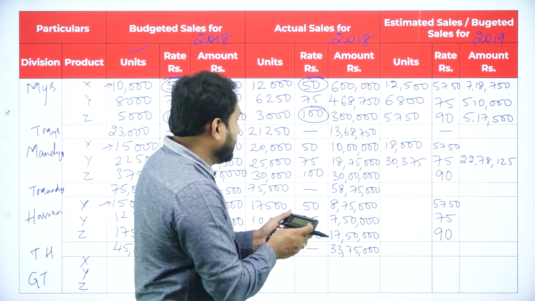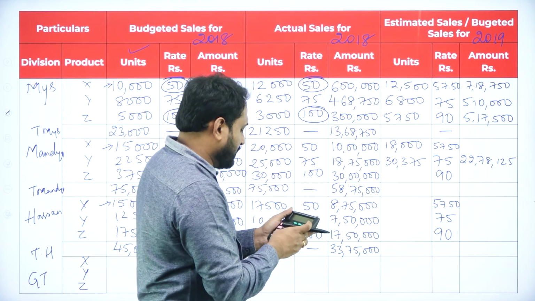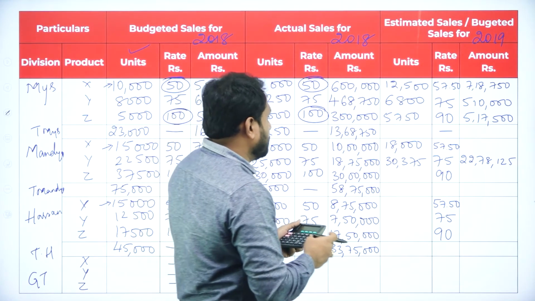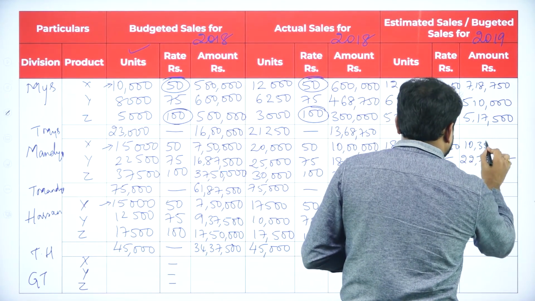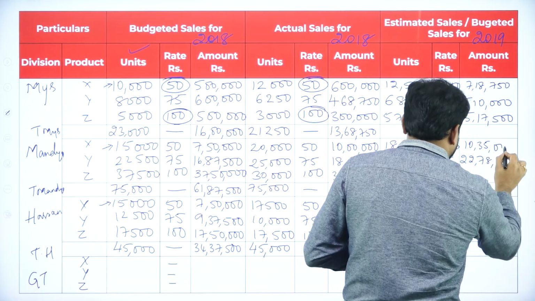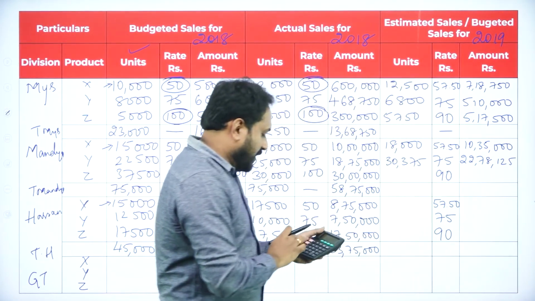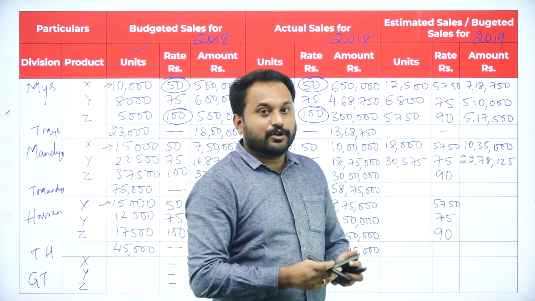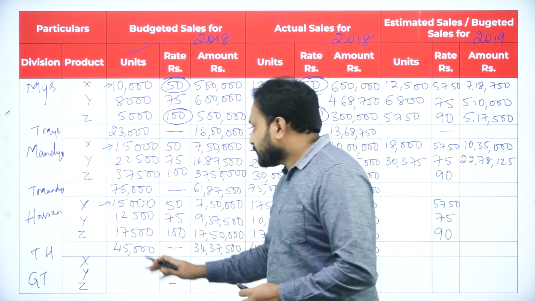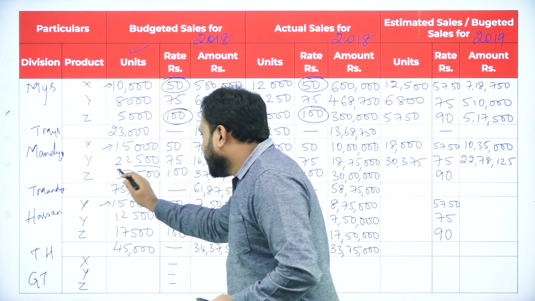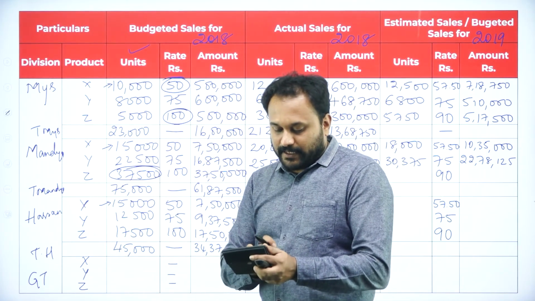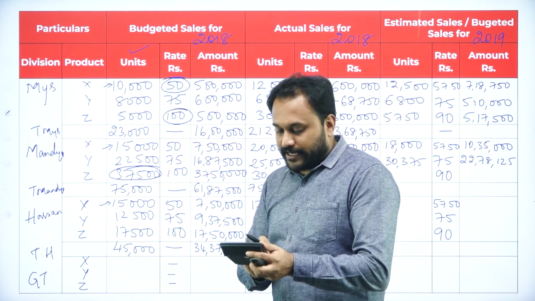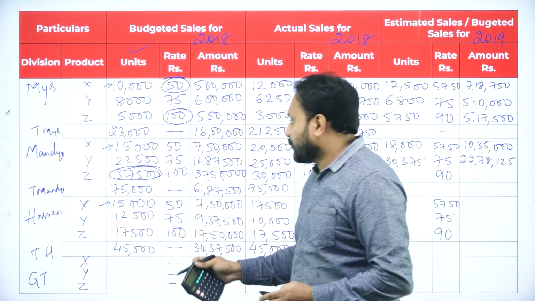18,000 we have into 57.5, that is 10 lakh 35,000. And the last one here, now I want you people to actually go with the answer. The last one here is 37,500, isn't it? So we'll type here 37,500. Now go back to the question.